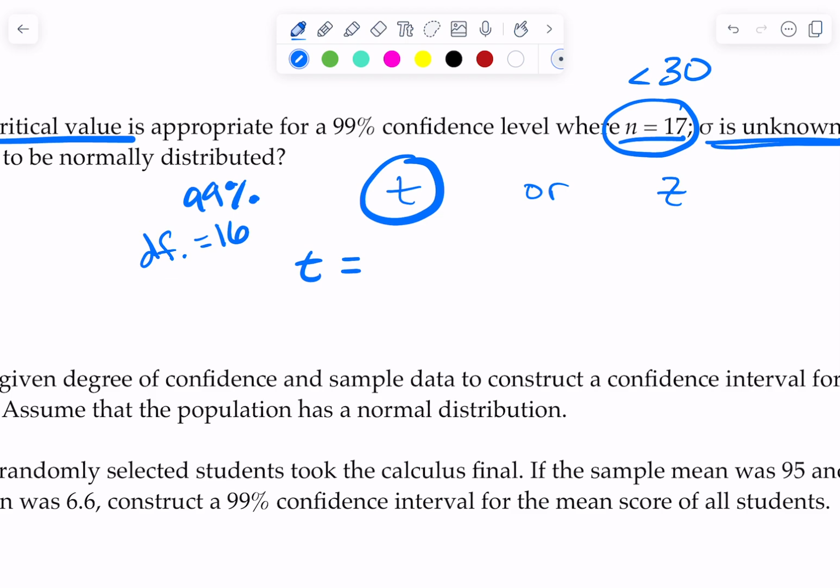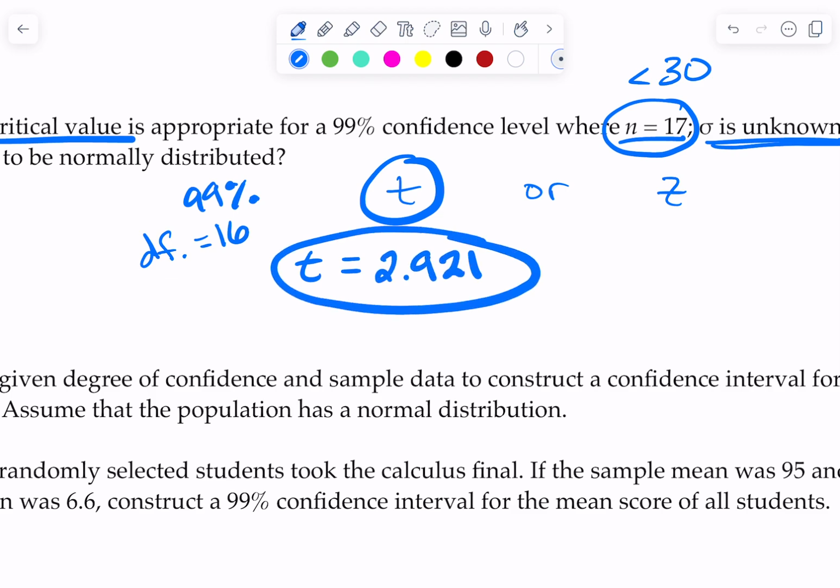16. One less, right? Okay, so look up 99%, 16 degrees of freedom. What do you get for T? 2.921. Hold on, check that. Which side of the table do we use? It should say T at the top. The side that's facing me. Yeah, this one, the one with the bell curves.